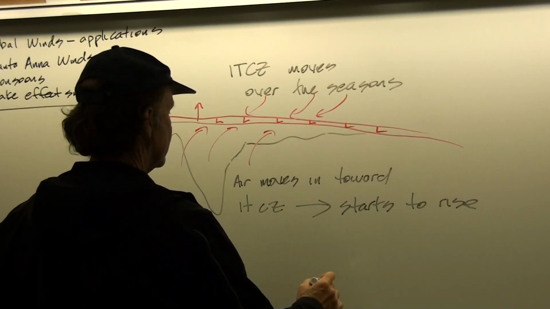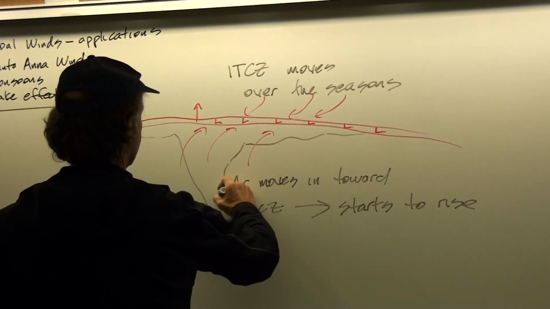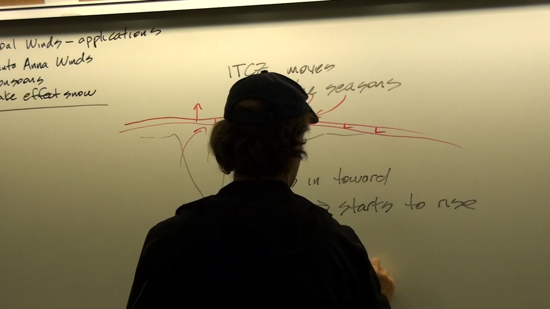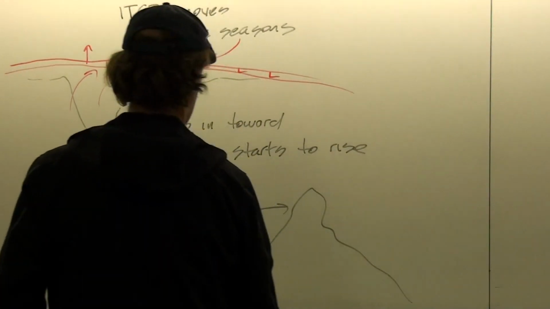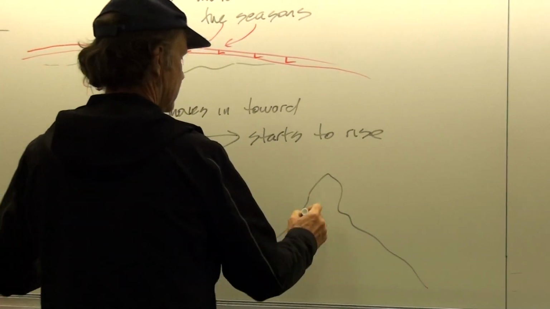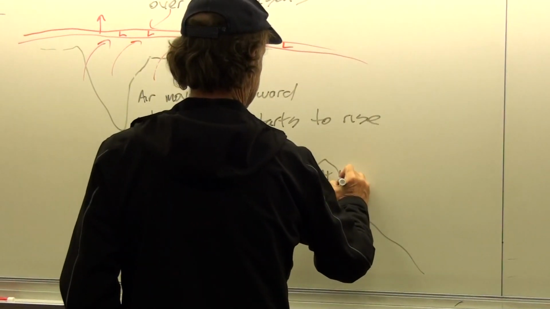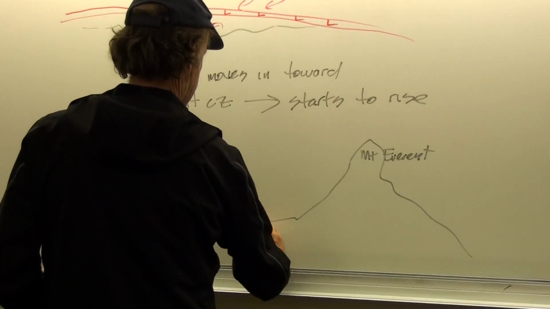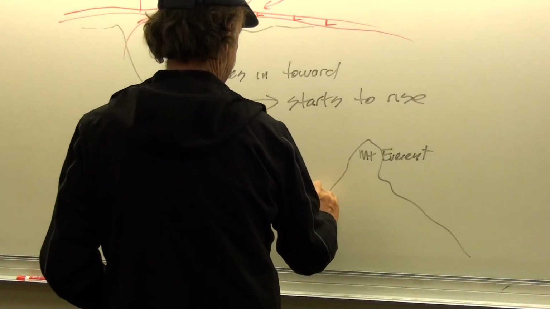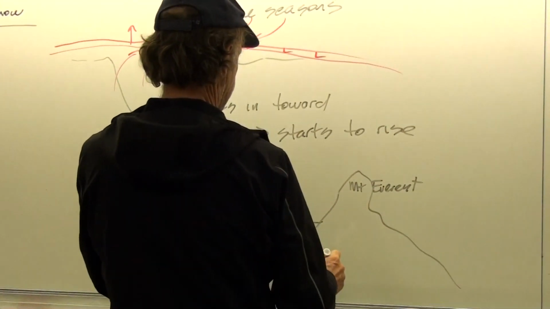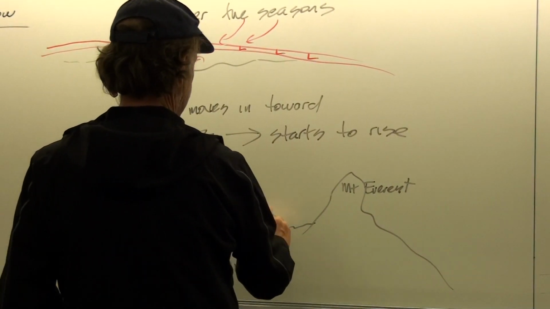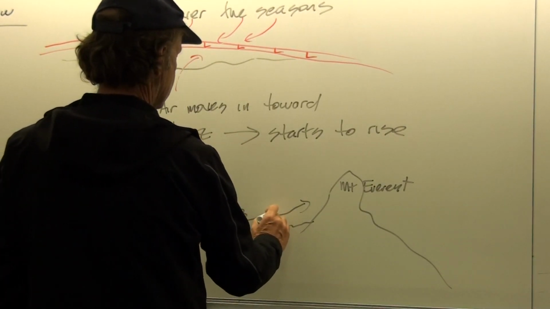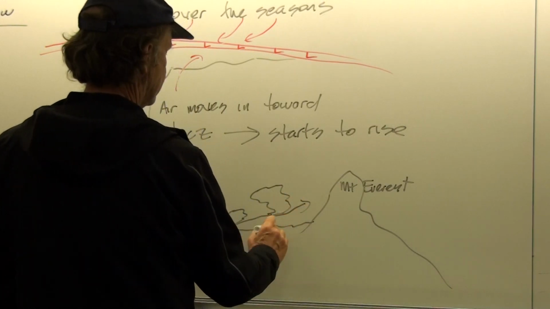So if we look at this thing from a side view, what we would see is that you start getting associated with this air moving up to higher elevation. Here's the Himalayas. This might be, for example, Mount Everest. And here would be India. And you'd have this slow increase in elevation as we get to the Himalayas. And so this air then moves up to higher elevation, experiences lower pressure, and starts to expand.